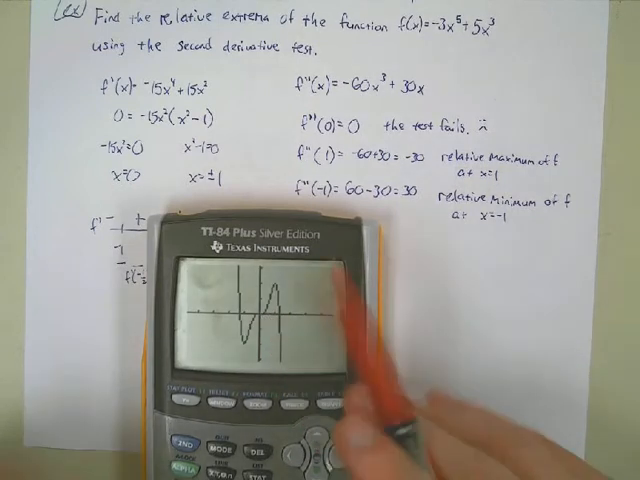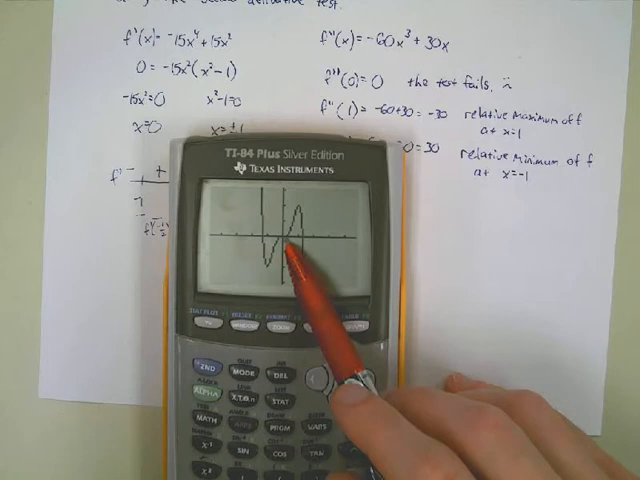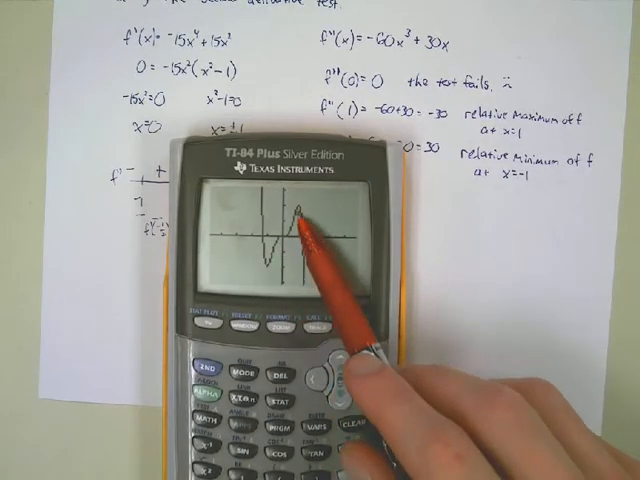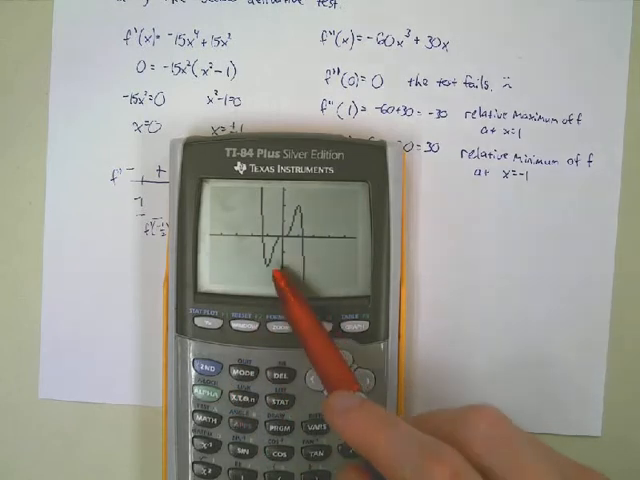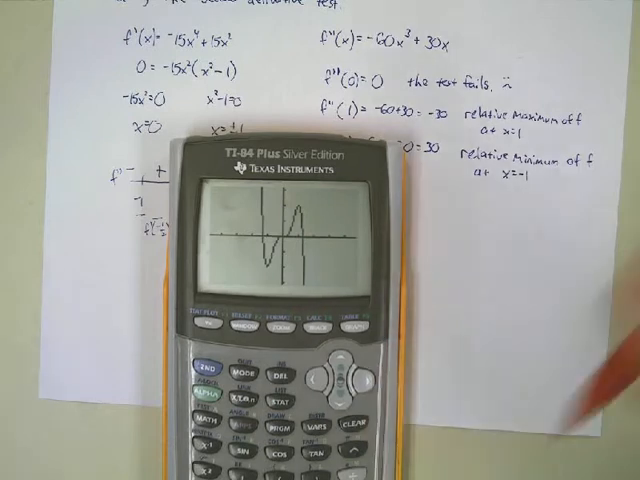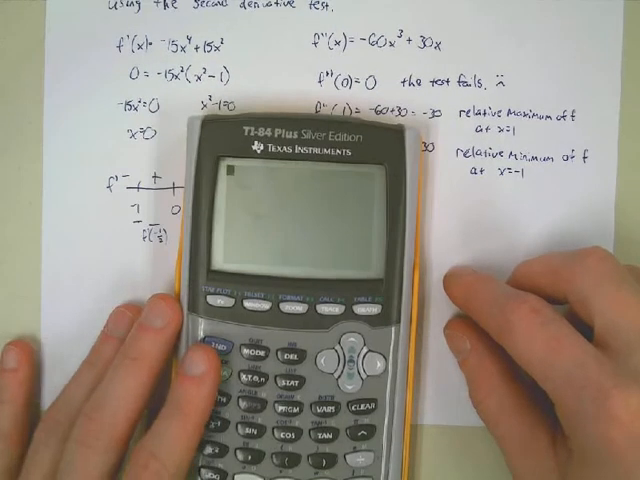Yeah. All right, folks, let's look up here real quick. Here's the original function. Relative min at negative 1, relative max at positive 1. At 0, not a relative min or a relative max. Although, what would we say happens at 0? What do we call that? Can you see it? It's one of our special points. It's a point of inflection.